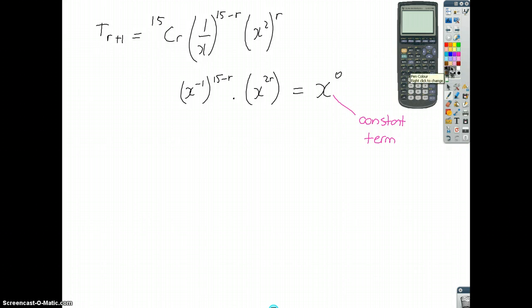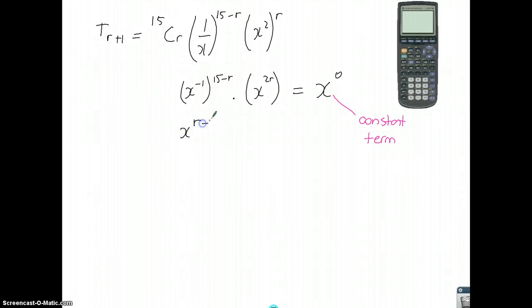So let's do a little bit of math. We have x to the r minus 15 times x to the 2r equals 0. Same base, we can add. So we've got 3r minus 15, and that has to equal 0. We can see pretty closely, r comes out to be 5. Now, how does that help us in our search for the constant term?